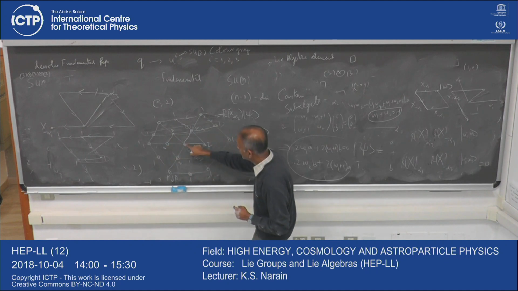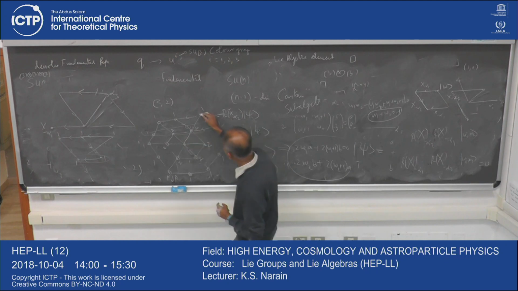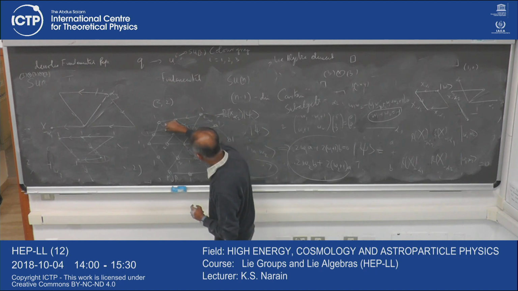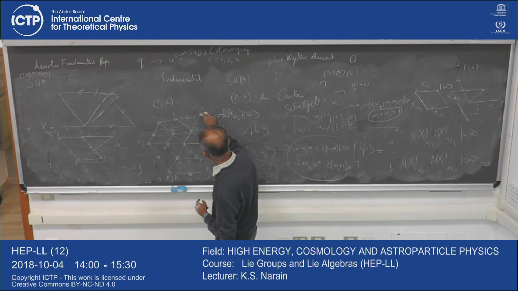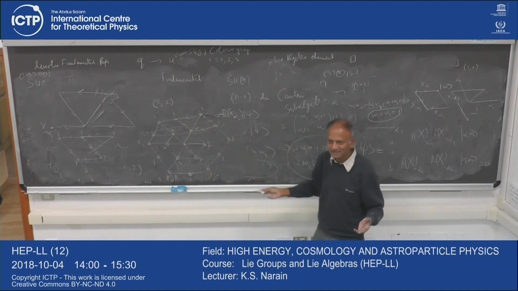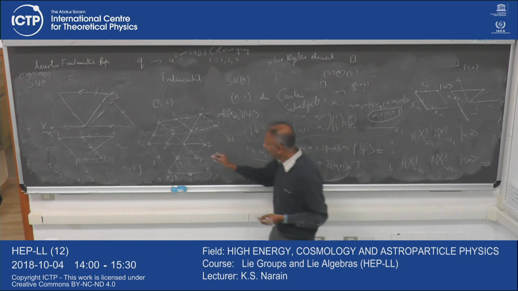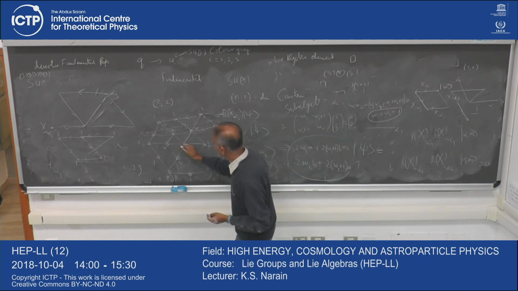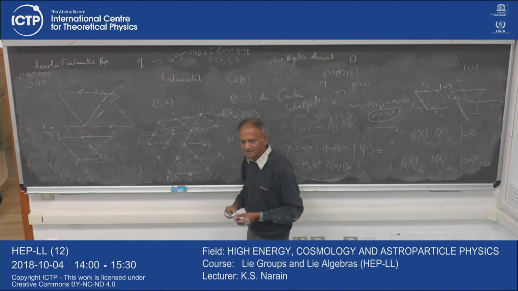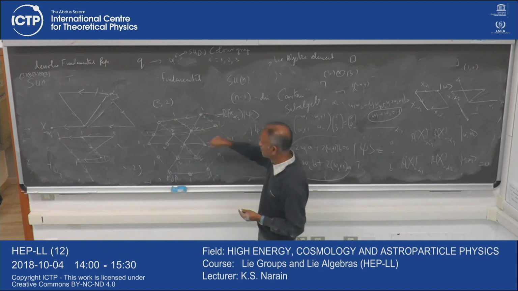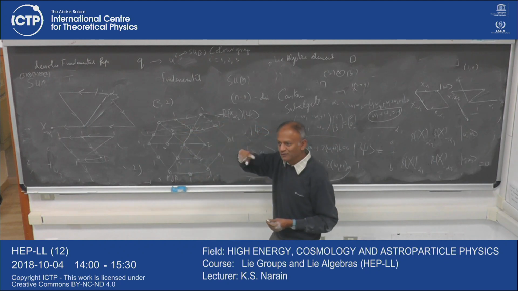And finally, when you come here, there are many ways of arriving. Let's see, 1, 2, 3, 4, like that here, or 1, 2, 3, 4, like that. There are many ways. But you will find that there are only 3 linearly independent states here. Despite the fact that there are so many different ways of arriving, there are only 3 states.